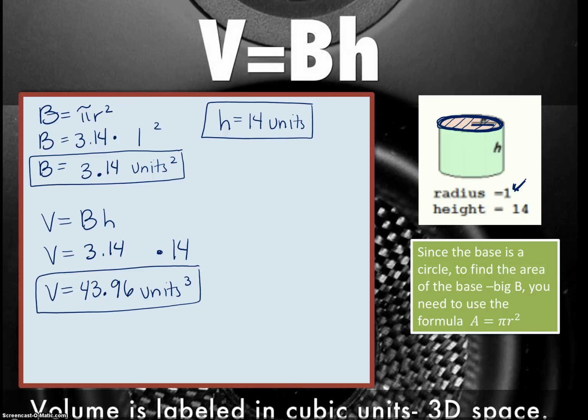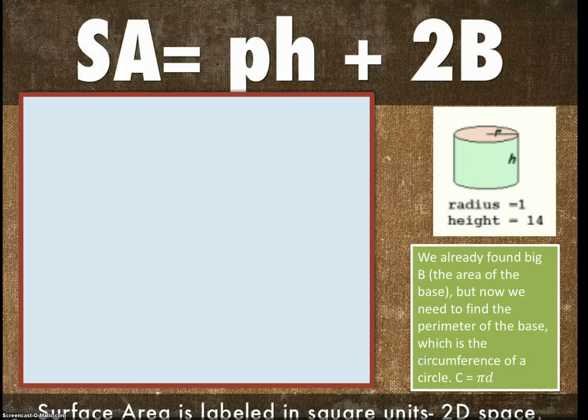My height is a number that hasn't been used yet, and the height is 14. So when I found my volume, I get 43.96 units cubed. I'm going to use that volume again when I go to surface area. Again, surface area is just the area that it takes to wrap it all up. So my base was 43.96 units squared.